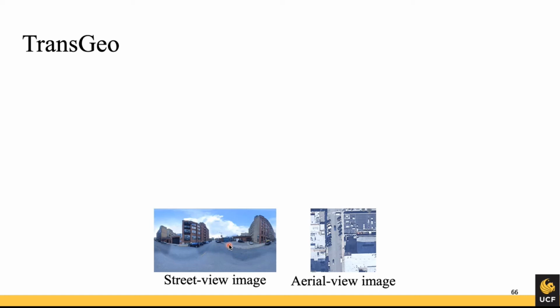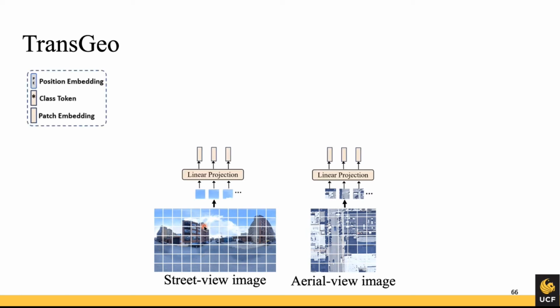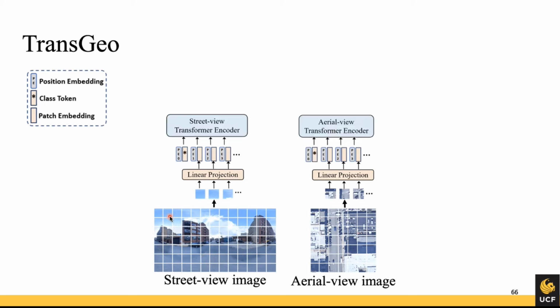So the setting is the same. We still have the street view as a query, and we also have the aerial view image as the reference. Using the vision transformer, we first divide the images into small patches, as a common practice. Then for each of the patches, we do the feature embedding, and we also add the position encoding, because we know the location of each patch.